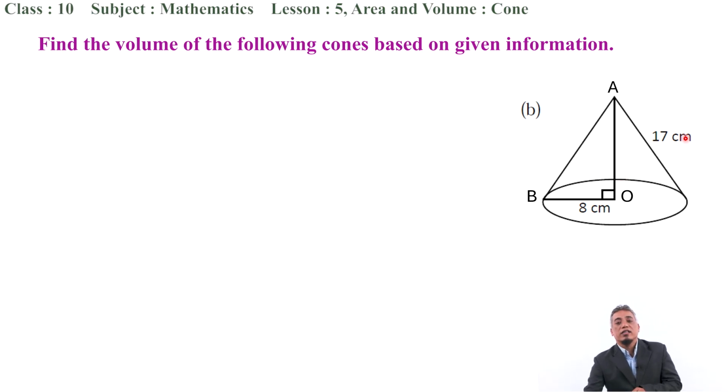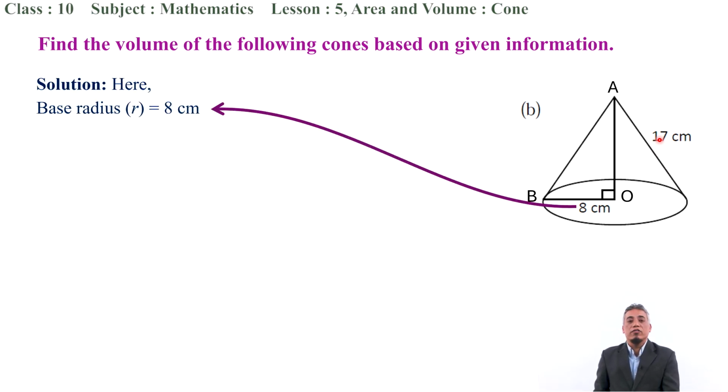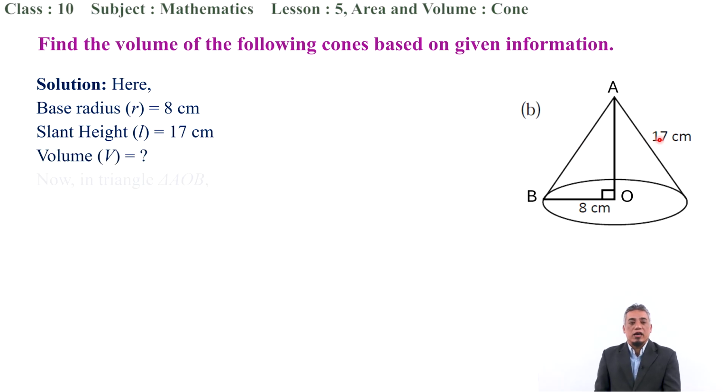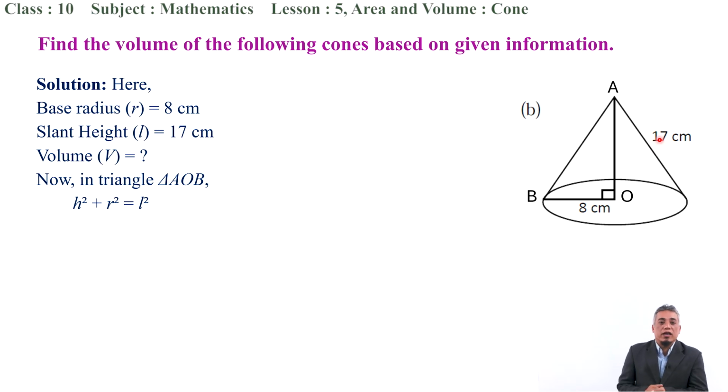So how can we find h out of r and l? This is r, this is l. Yes, by using the Pythagorean relation between h, l and r. So we copy down all the given information: radius is 8, slant height is 17, and volume is asked. So we take the relation from this triangle AOB, which is a right angle triangle. h square plus r square equals l square.